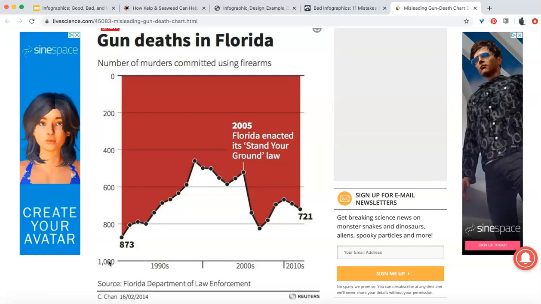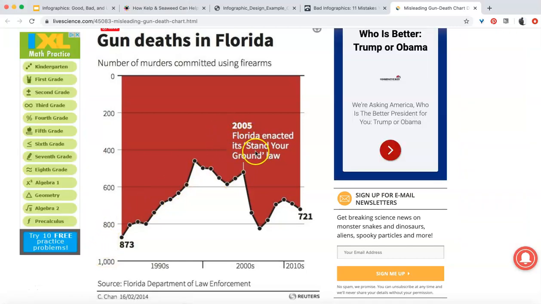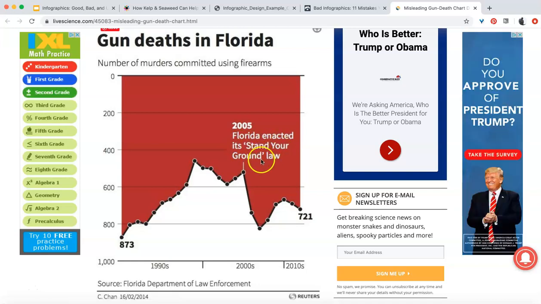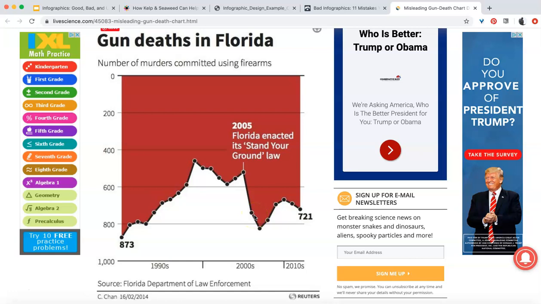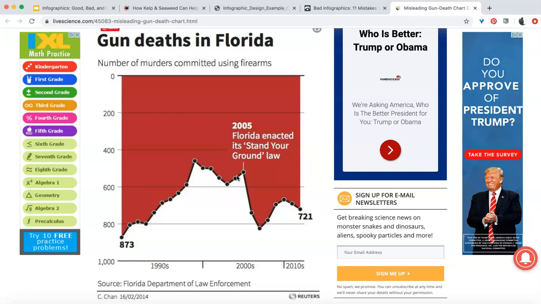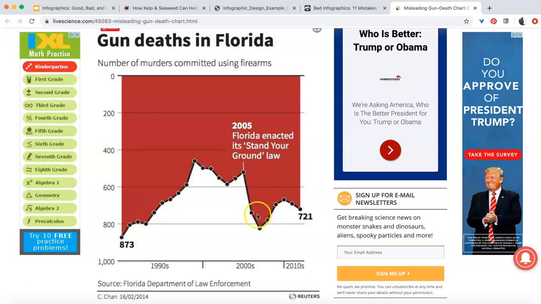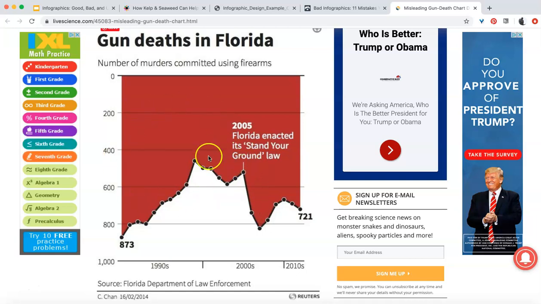But it causes a lot of confusion because it makes it look like with the 2005 Florida enacting its stand your ground law, it caused a big dip in deaths because our understanding makes us think that this is what's happening here. However, if you flip it in your mind, you can see that there was a jump in deaths there, gun deaths with that law. So think about how you're presenting information to make sure it's clear.